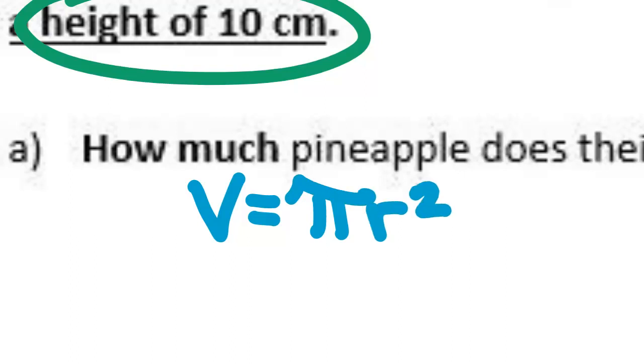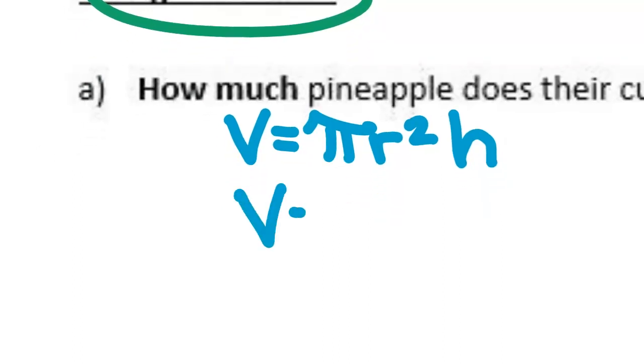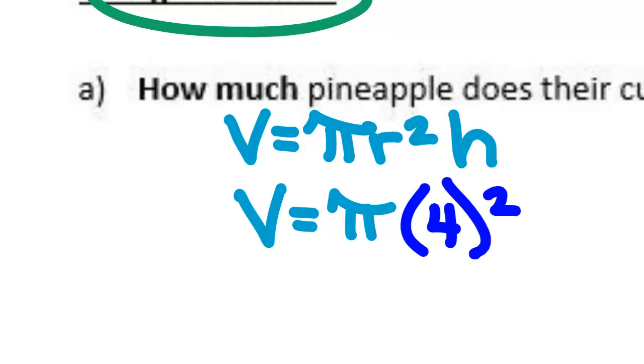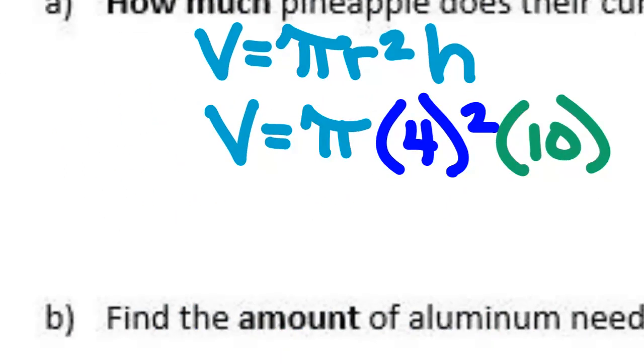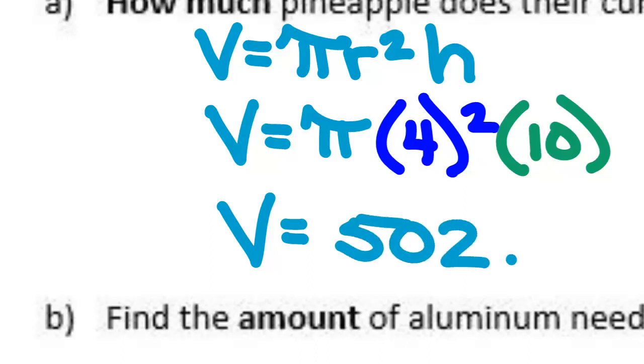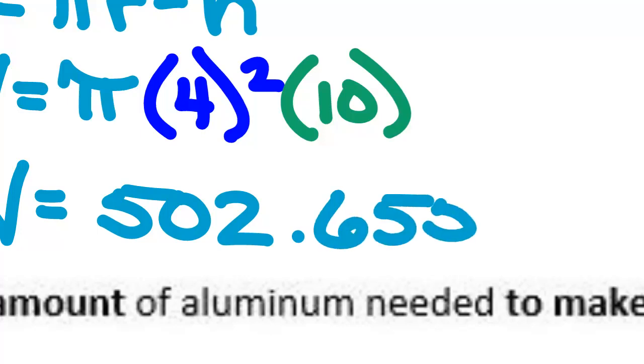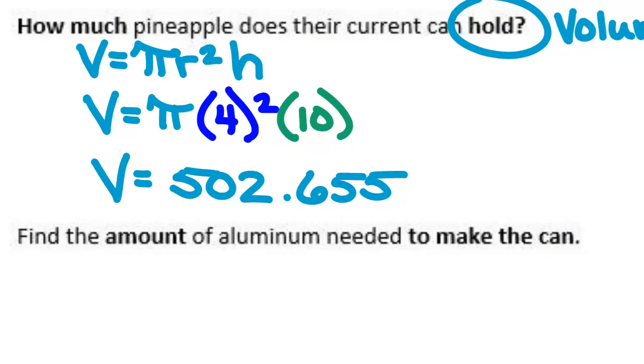How do we find the area of a circle? Pi r squared. So pi r squared is the area of my base times the height of the cylinder. So volume becomes pi times 4 squared times my height of 10. So what is the volume for this can? 502.655 units. Centimeters cubed.